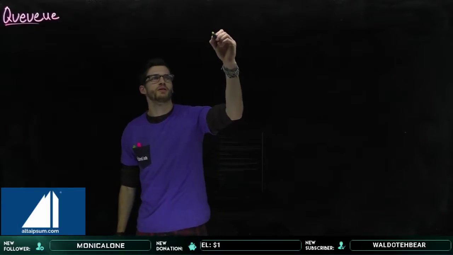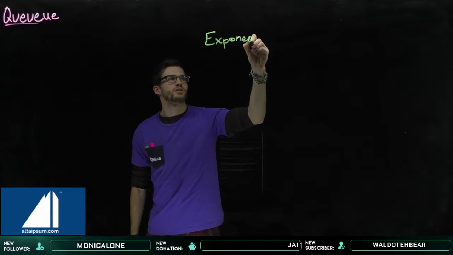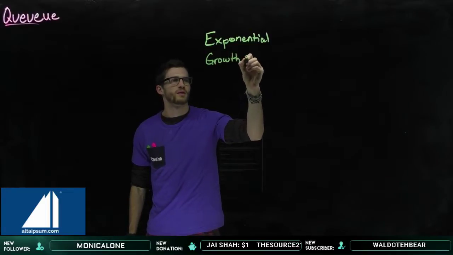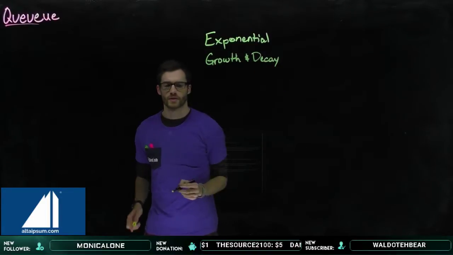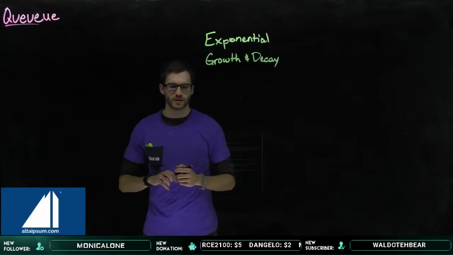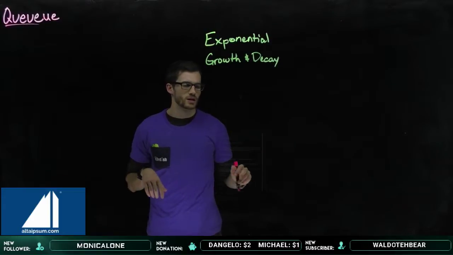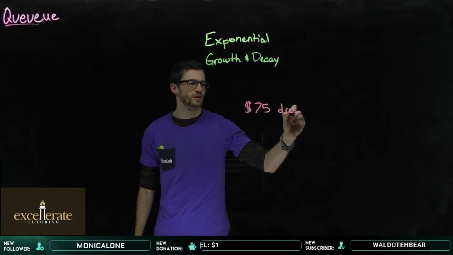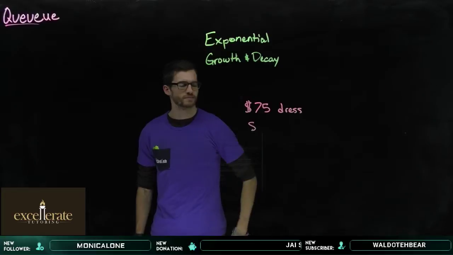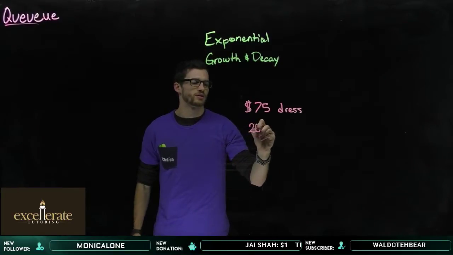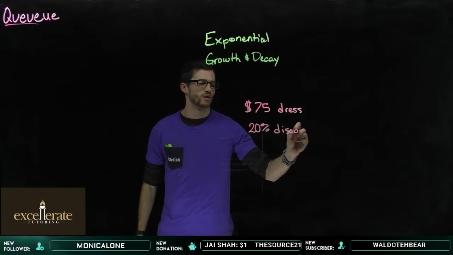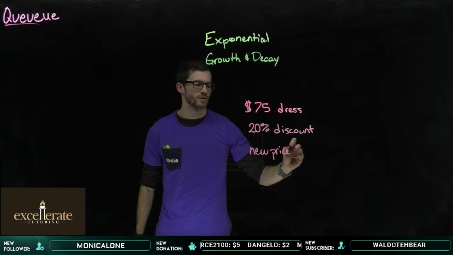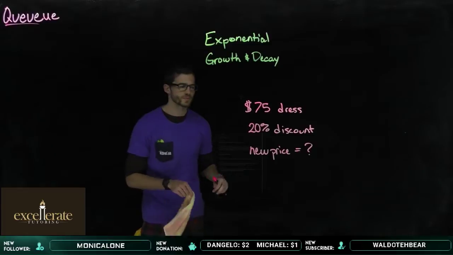First we're doing exponential growth and decay. So if we're going to have a dress, it's $75. That's what we're going to try to buy. A $75 dress. And then we're going to say there's a 20% discount. What is the new price of the dress? That's what we're looking for.